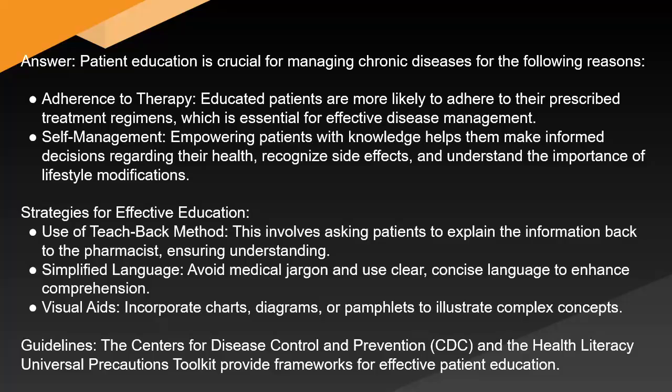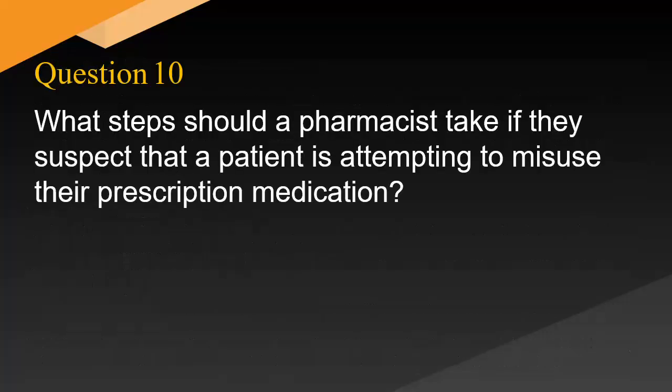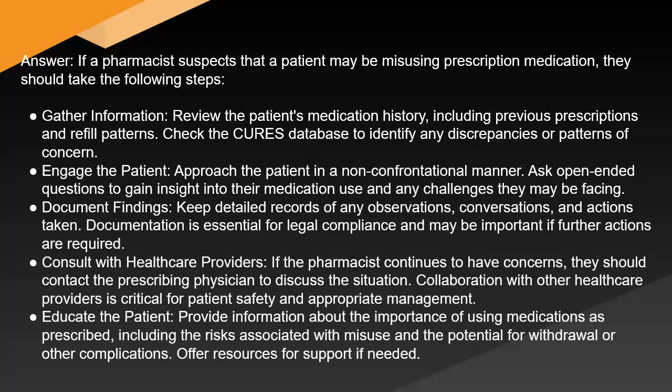What steps should a pharmacist take if they suspect that a patient is attempting to misuse their prescription medication? Answer. If a pharmacist suspects that a patient may be misusing prescription medication, they should take the following steps. Gather information. Review the patient's medication history, including previous prescriptions and refill patterns. Check the CURES database to identify any discrepancies or patterns of concern.